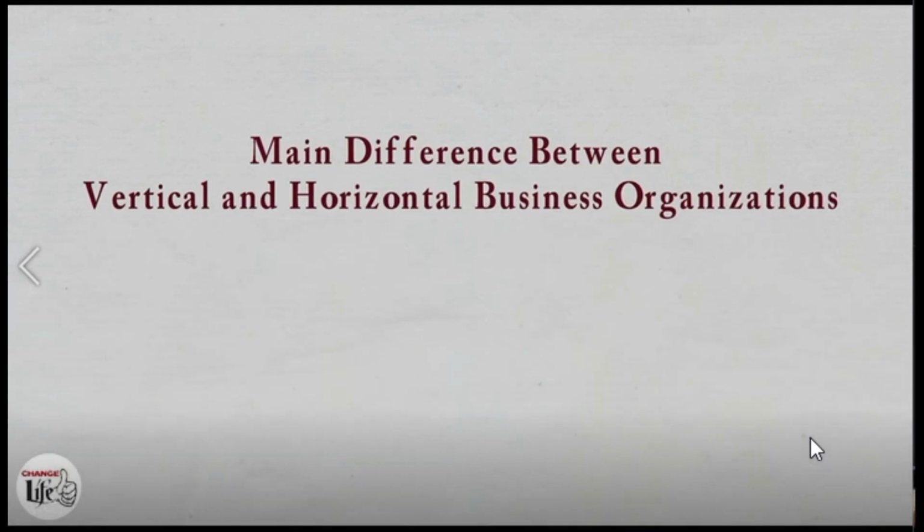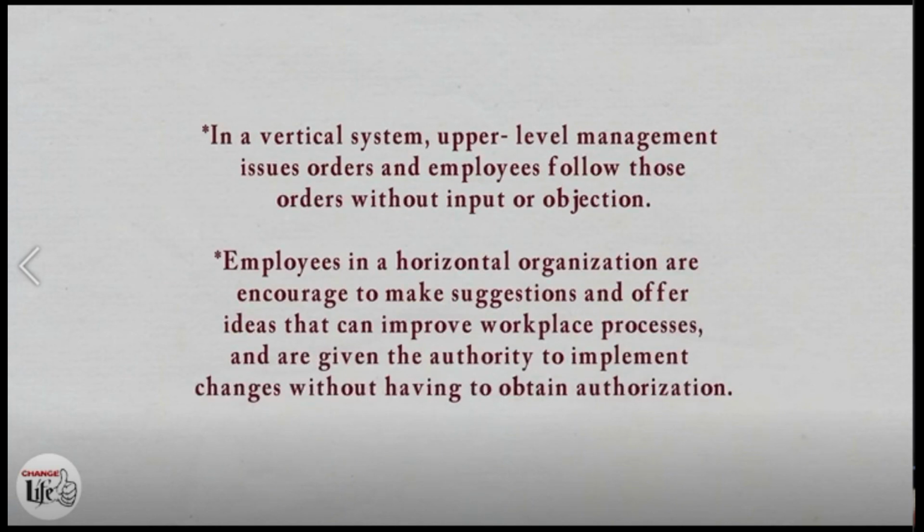Let's talk about the main difference between vertical and horizontal business organizations. In a vertical system, upper level management issues orders and employees follow those orders without input or objection. Vice versa, employees in a horizontal organization are encouraged to make suggestions and offer ideas that can improve workplace processes and are given the authority to implement changes without having to obtain authorization.